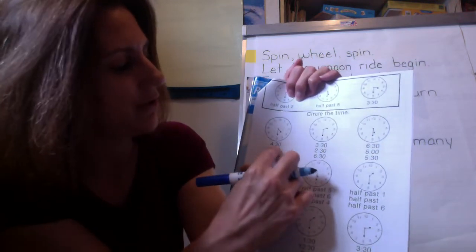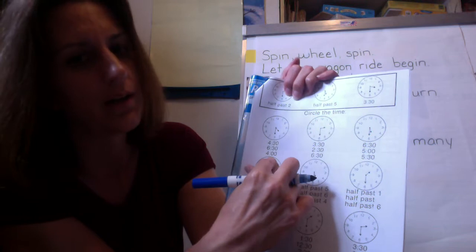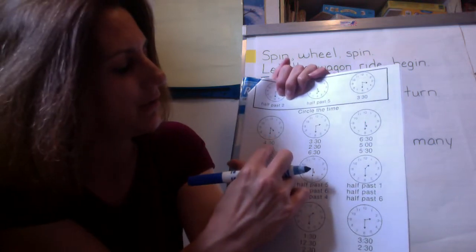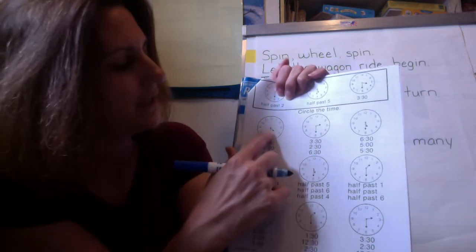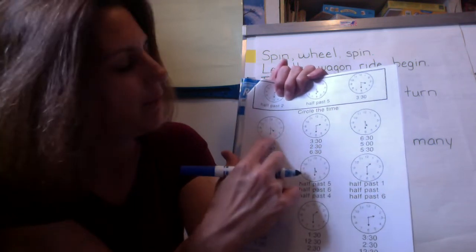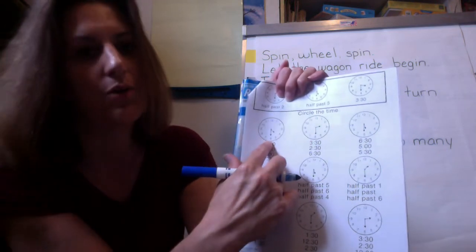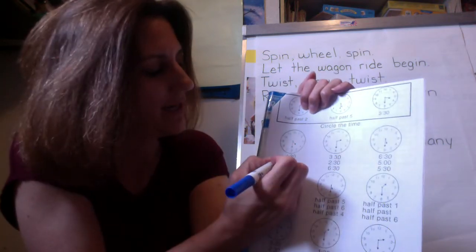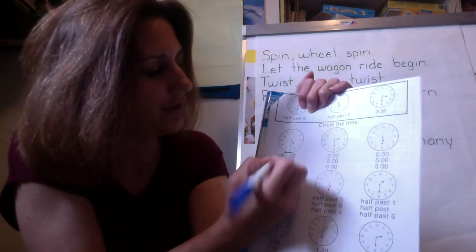So here my choices are 4:30, 6:30, or 4 o'clock. So when I look at this clock, I know that it says 4:30 because my hour hand is in between the 4 and the 5, so it's still in the 4 house. And when my minute hand is down to the 6, I know that's 30. So I'm going to go ahead and circle 4:30.